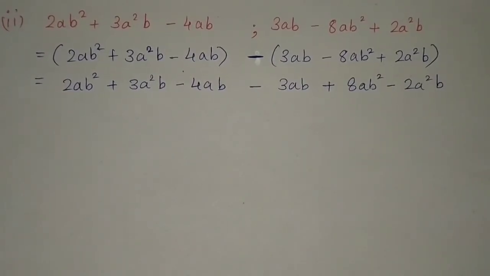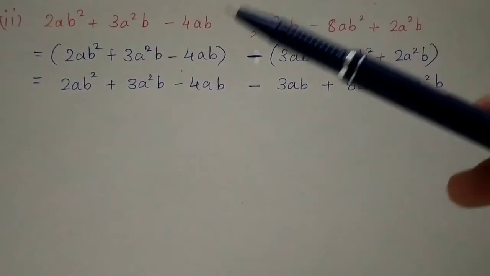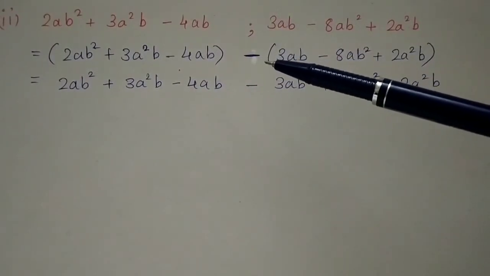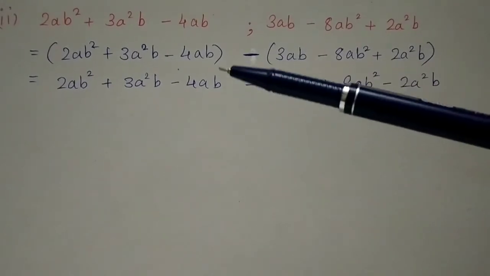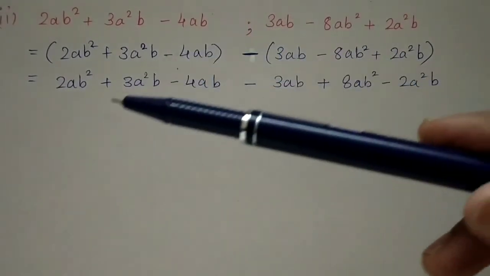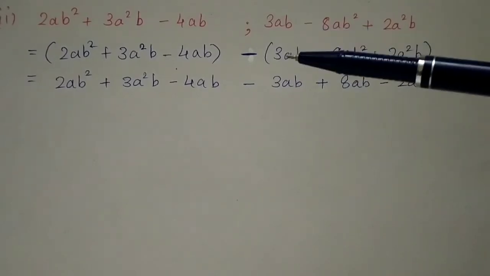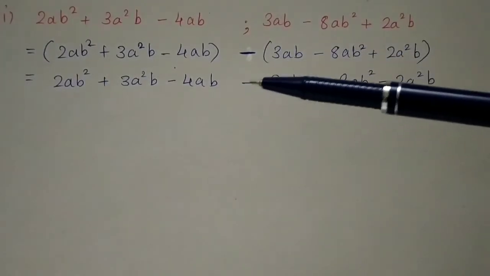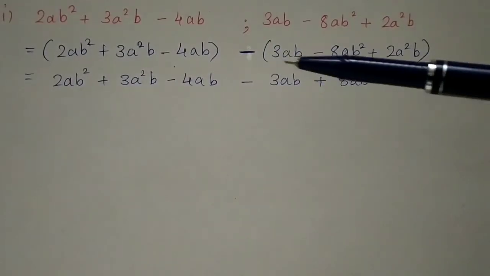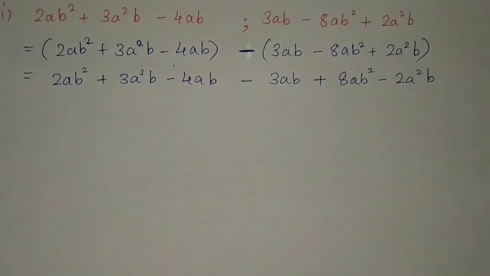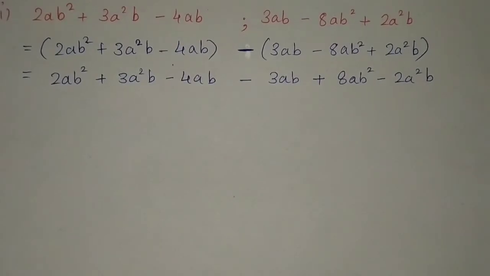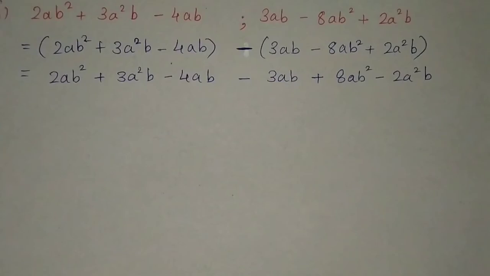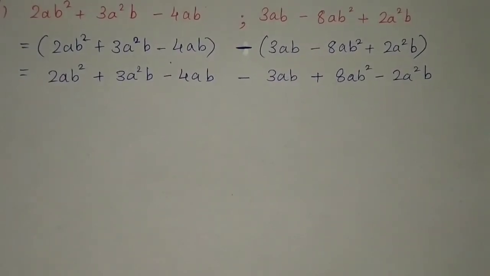Now in the second sum, I put both the polynomials in brackets and I put a minus sign outside, since we have been told to subtract, right? Then in the next step I remove the brackets. The first bracket remains as it is, but what happens to the second bracket? This minus into plus becomes minus, minus into minus becomes plus, and minus into plus becomes minus. So now we are going to add the like terms, the similar terms. Okay, so how will we start now?